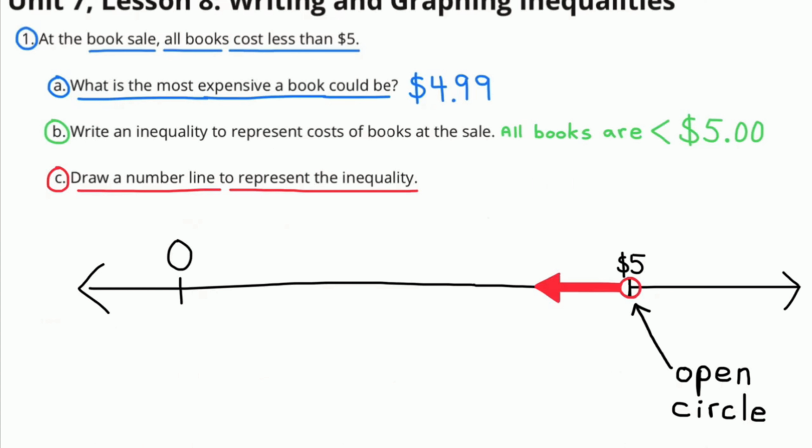C. Draw a number line to represent the inequality. Here I've drawn a number line and I have labeled $5 and I have an open circle right at $5 with the arrow pointing to the left, meaning all books are less than $5.